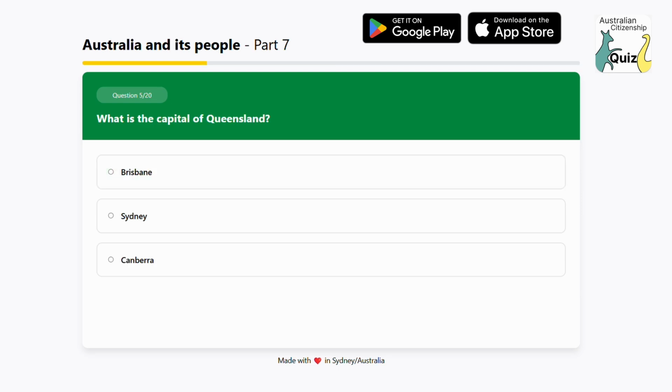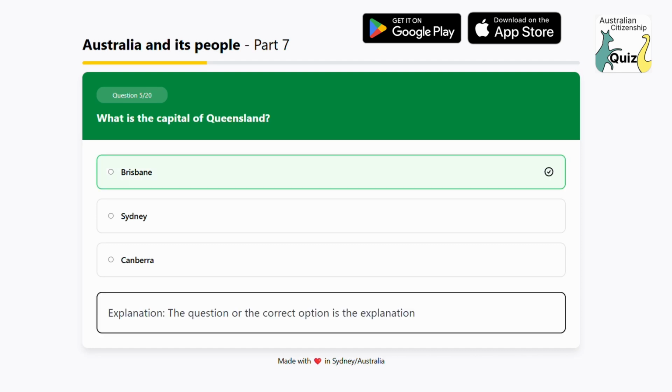What is the capital of Queensland? Option 1, Brisbane. Option 2, Sydney. Option 3, Canberra. The answer is Brisbane. Explanation: The question or the correct option is the explanation.